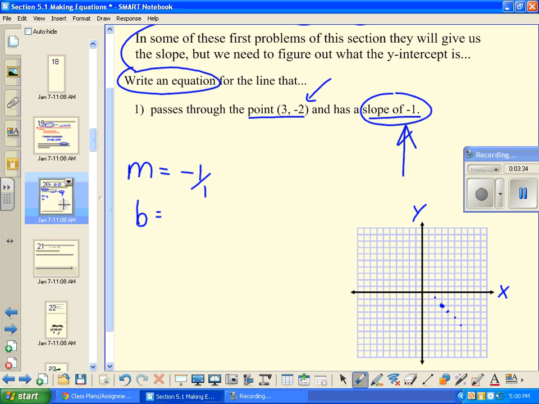Or reverse the directions, left 1, up 1, left 1, up 1, left 1, up 1. And I could find the y-intercept with that, like using a graph. Here's the y-intercept, it'd be 1. So b would equal 1 for this problem. So that's one way I could do it. I could make a graph and figure it out.